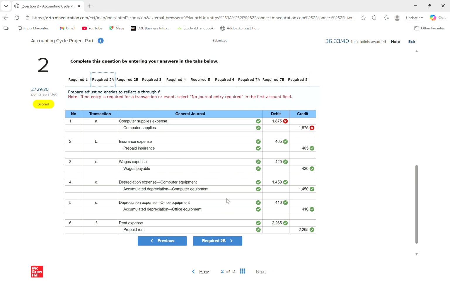For depreciation, depreciation spreads the cost of equipment over its useful life. Computer equipment depreciation totaled $1,450. Office equipment depreciation totaled $410. I debited depreciation expense and credited accumulated depreciation for each asset. For the rent adjustment, 3 months of prepaid rent had expired. I debited rent expense and credited prepaid rent.